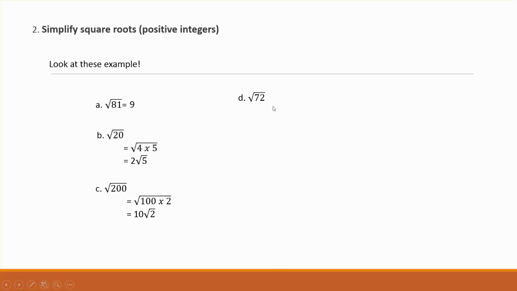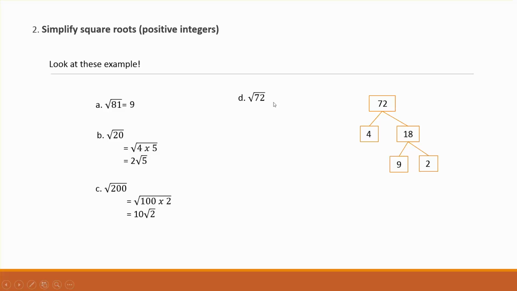If you have difficulties to change the square root of 72 like the previous example, you can use tree diagram to help you. First, divide 72 by a number which has perfect square root. In this case, I will divide 72 by 4. So I get 4 times 18. And then again, divide 18 by a number which has perfect square root. I will divide 18 by 9, so I get 9 times 2.